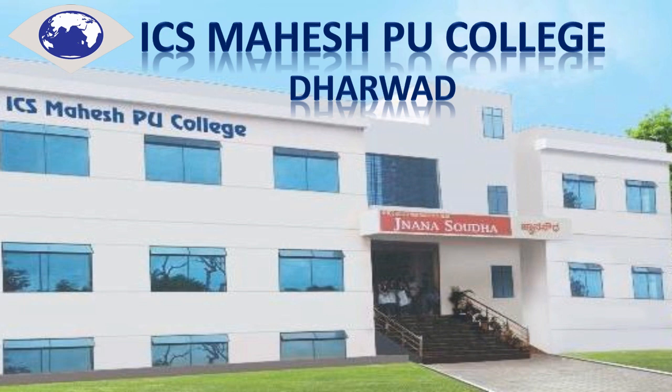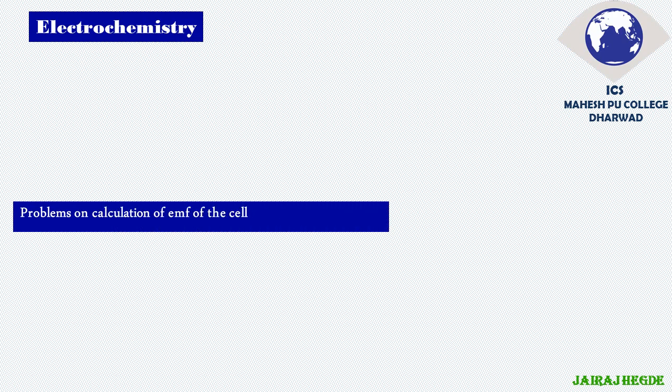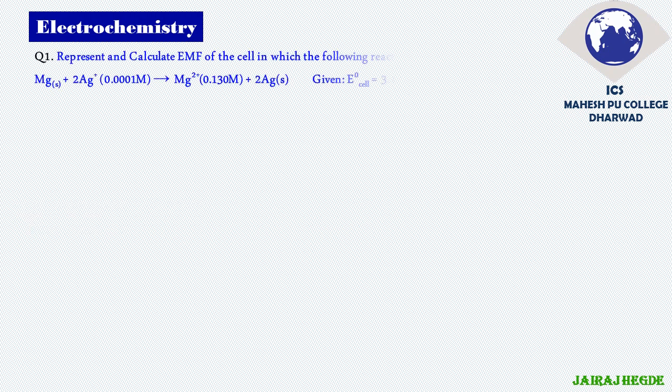Hello, my dear students. In this session, let us discuss some problems on calculation of EMF of the cell. Let's solve the first problem. Represent and calculate the EMF of the cell in which the following reaction is taking place. Mg + 2Ag+ gives Mg2+ + 2Ag.